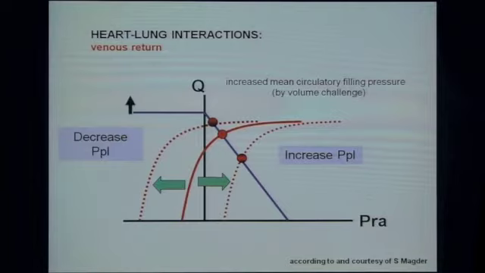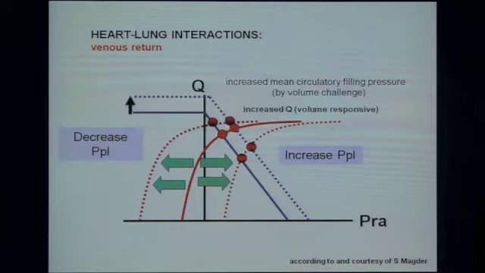If in these circumstances we increase the mean circulatory filling pressure, for example by volume challenge, then we shift the venous return curve upwards, and we can see that we have a new relationship where the changes in pleural pressures create new levels of cardiac output. And this increase in cardiac output indicates that the patient is, as we would say now, volume responsive. This is now extensively being used for hemodynamic monitoring and treatment of patients, and I would like to emphasize it's been extremely misused also, and we will come back to that in just a few minutes.